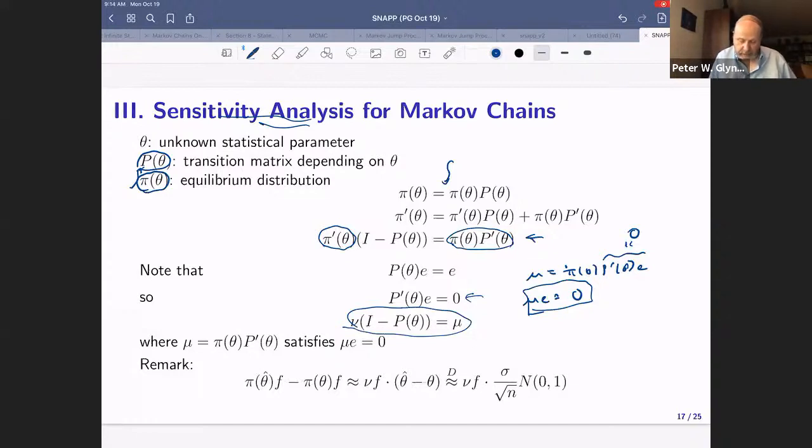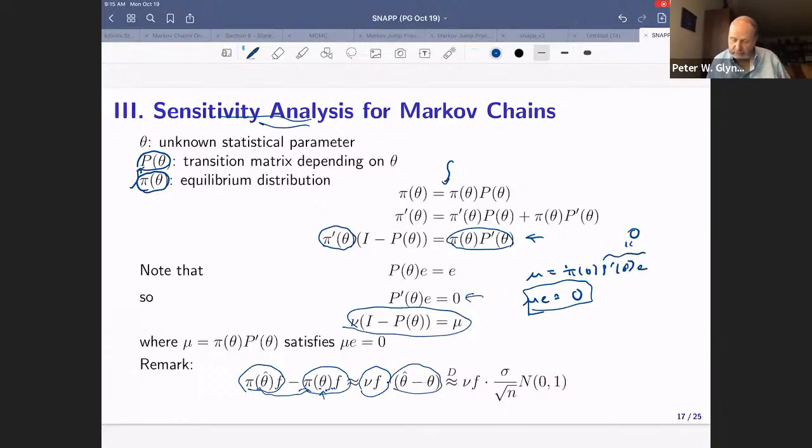That means in particular that if I have an estimate theta hat for the true unknown theta, and I want to look at pi of theta hat minus pi of theta f, so I want to look at the plug-in value of the equilibrium expectation versus the true value of the equilibrium expectation under the true value of theta. That will involve the derivative of the equilibrium distribution hitting the function f. That's just mu hitting the function f. And then we get theta hat minus theta. That's coming out of a first order Taylor expansion in that derivative.